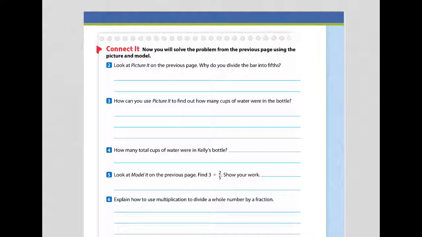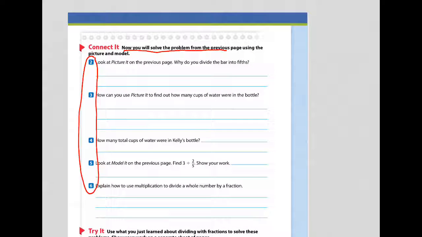Your job says now you will solve the problem from the previous page using the picture and the model. You are going to pause the video and work on 2 through 6 on your own. Remember, it is okay if you're not sure. I want you to give it your best shot. If you're wrong, so what? That's what erasers are for. So pause the video, do 2 through 6 now, and restart the video when you're done, and we'll go over your answers. Go.